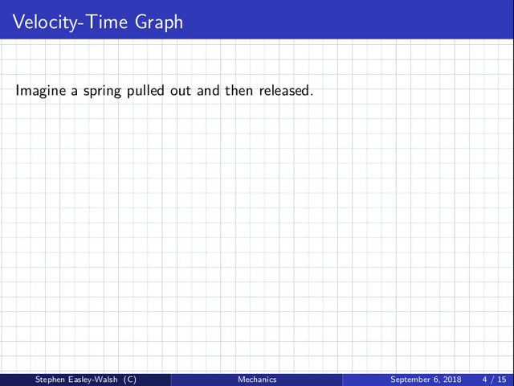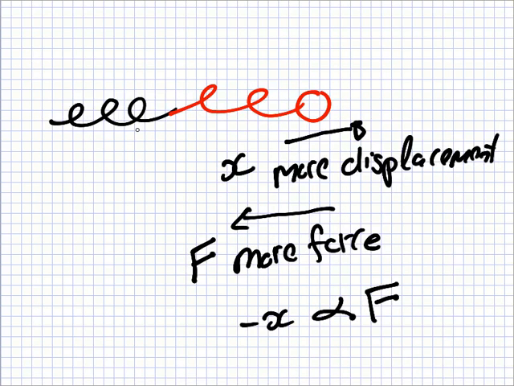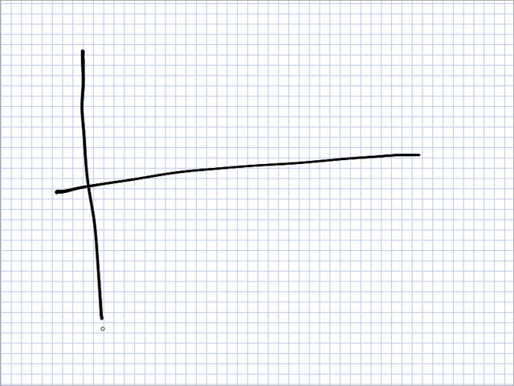So I want us to try and imagine what the graph might look like, the velocity-time graph. So you have the spring, you pull it out, and then you let go. Let's try and figure this out together. So you pull out, you hold it there, and then you let go. At the very beginning, what would you say the velocity is? Is it big? Is it small? It's zero. Okay.